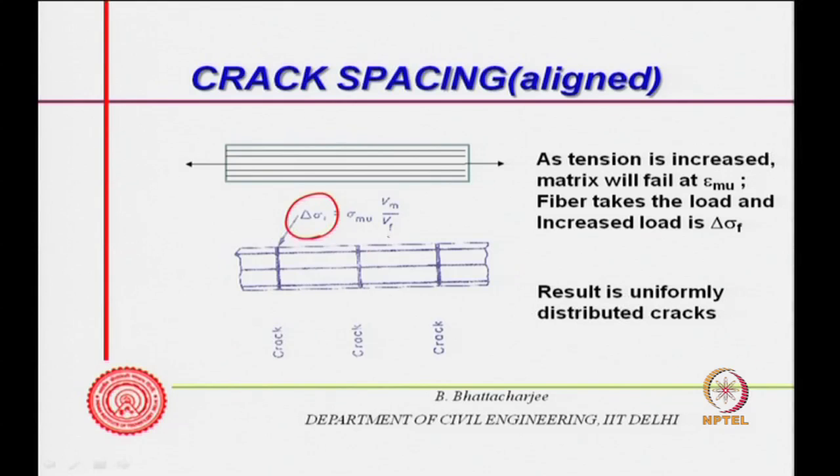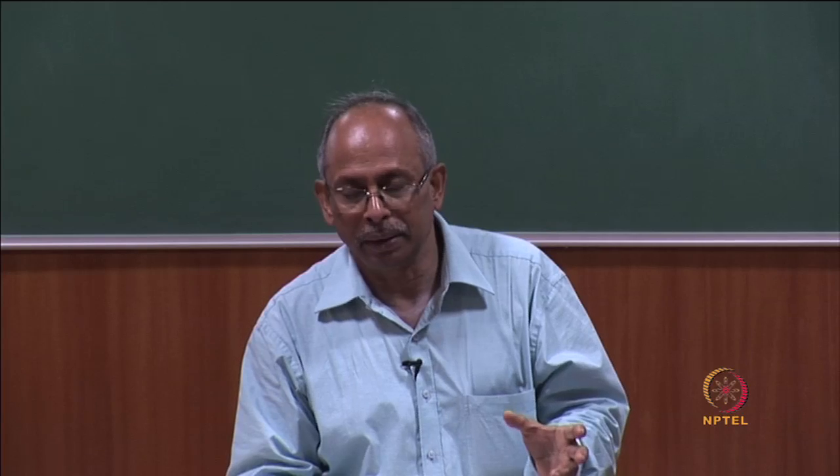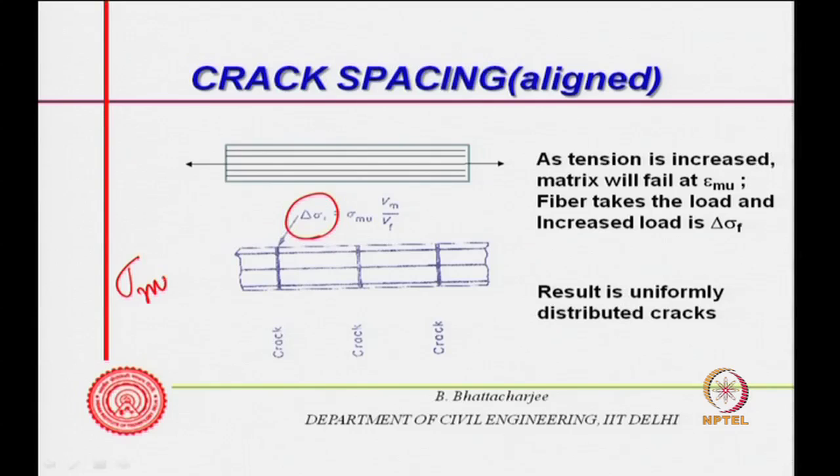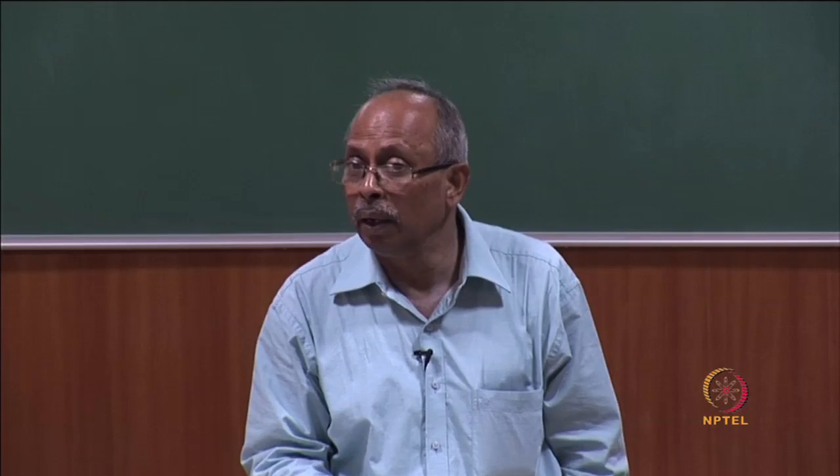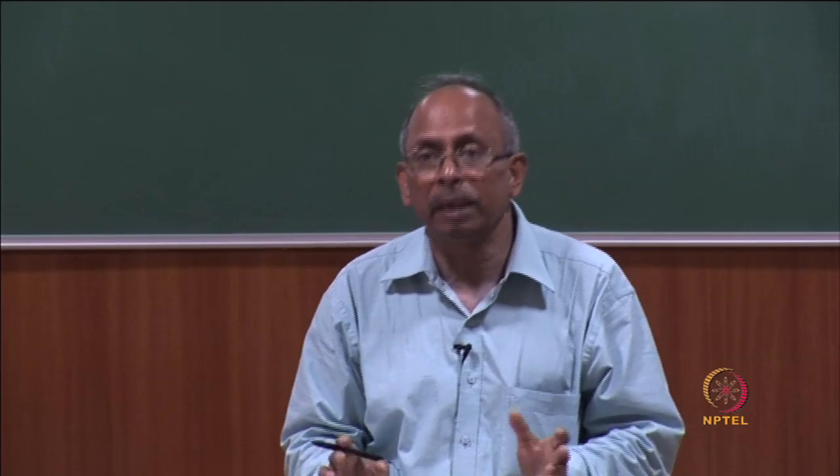We can understand this additional stress will be the stress that was carried by the matrix. So, the matrix was carrying actually sigma mu into V m. Now, this must be the additional stress in the fiber, and that must be equal to delta sigma f into V f, because the volume fraction of the fiber quantity is still remaining the same. So, additional stress can be simply found out as sigma mu V m divided by V f. So, you will have uniformly distributed cracks and not one single crack, and that is actually good.